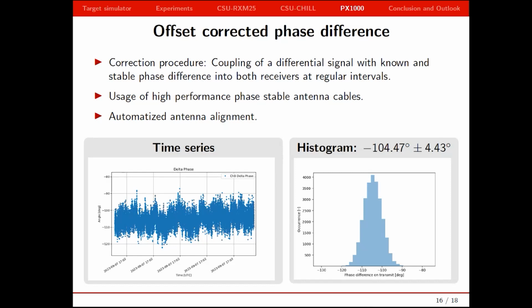And if you do all this, then you end up with a time series like this. So this is this 2-minute time series of the differential phase angle measurement, and this is the histogram representation of this time series, and you see the value of minus 104, which is very similar to what the other people have obtained with their measurements. So I think we're quite happy with this result.